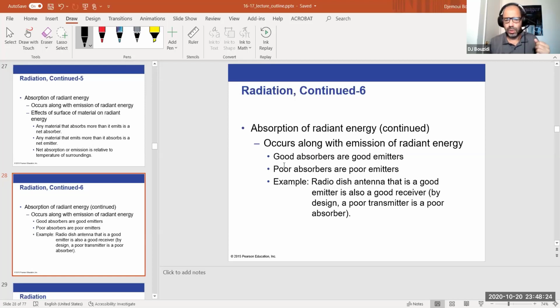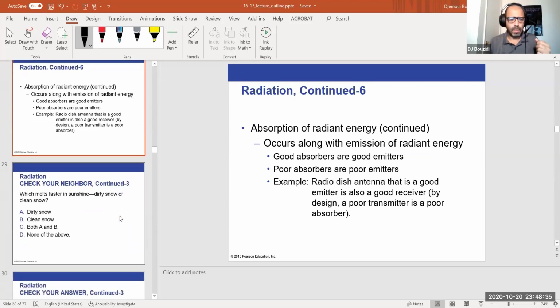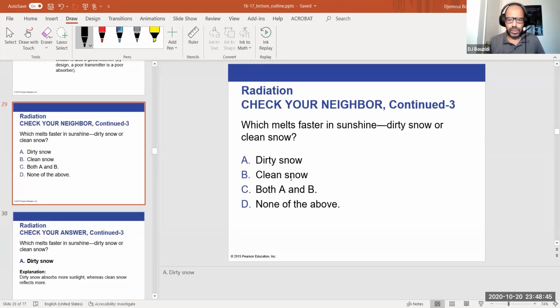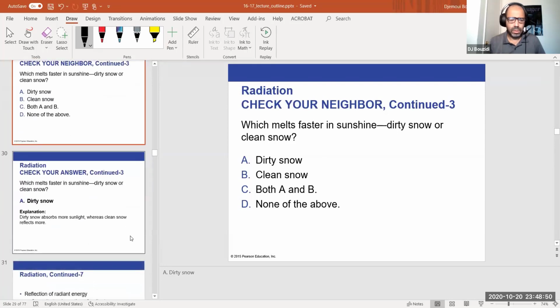Again, good absorbers are good emitters too, and poor absorbers are also poor emitters. Because dirty snow in this case will absorb more heat, it's going to melt faster.